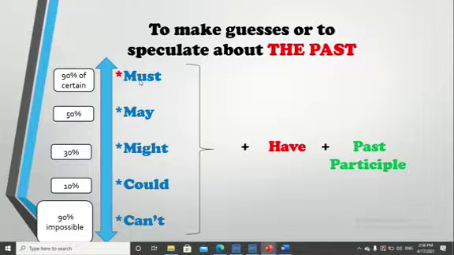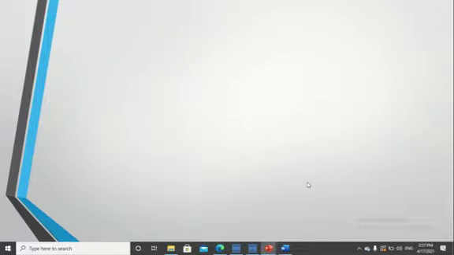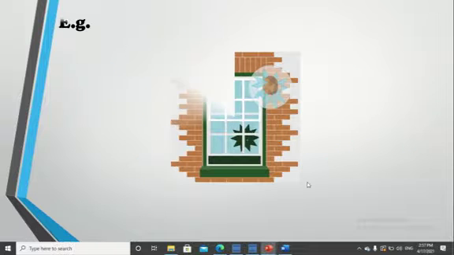But now, when you want to say that something is quite certain, you are sure that something is true, this is must have plus past participle. Something is quite impossible, this is can't have plus past participle. Something is not quite sure, may, might, could, and again have plus past participle. Let's have some examples.